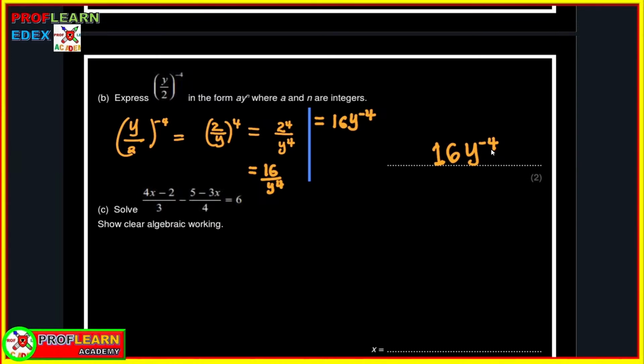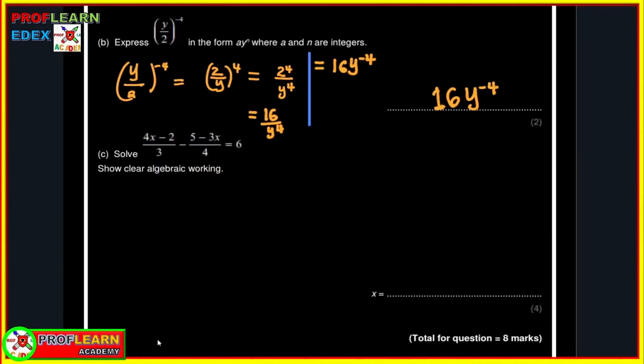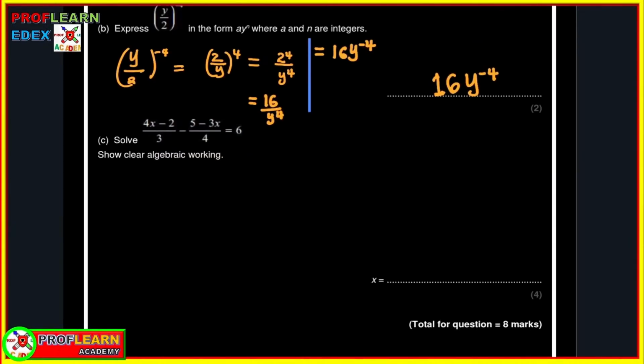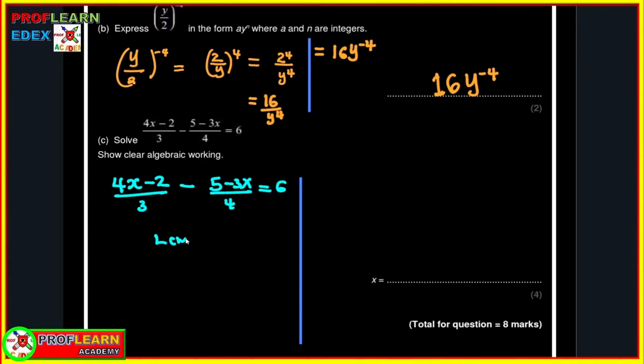All right, we need to solve now. Suppose you are given a question to do with algebraic fractions like this. What should come to your mind is finding the LCM of the denominator. So the LCM of 3 and 4 is 12, and then we're going to multiply that LCM to all the terms that you're having at that given point. So we are going to multiply the LCM, which is 12, to all the terms that we have.